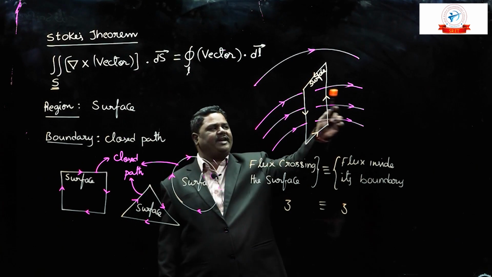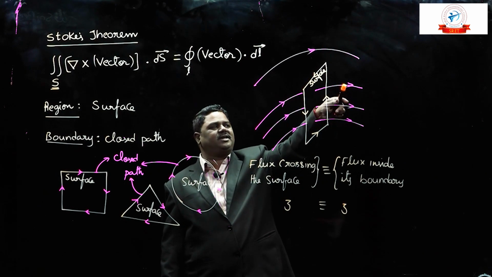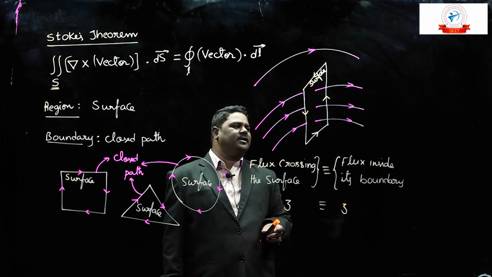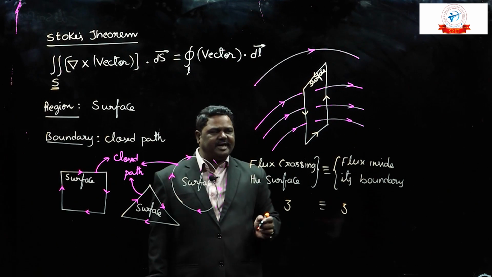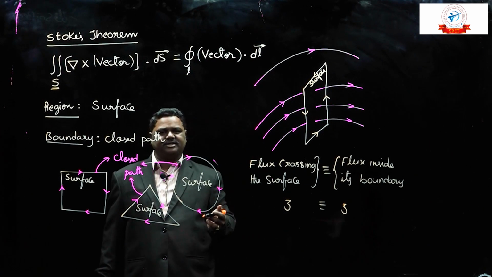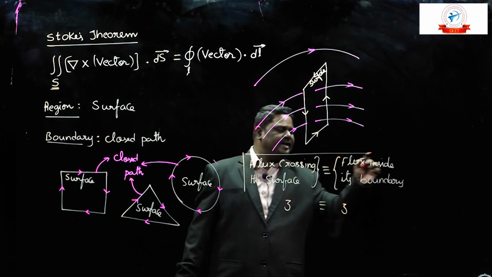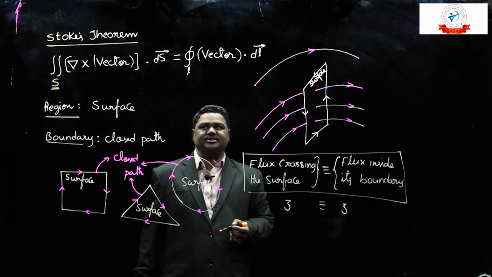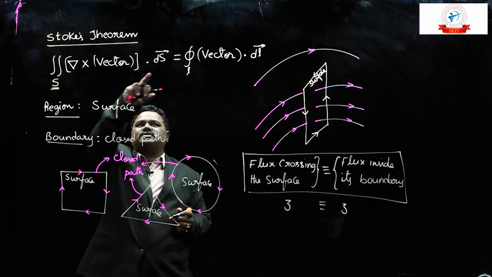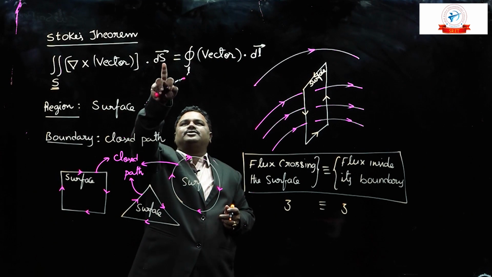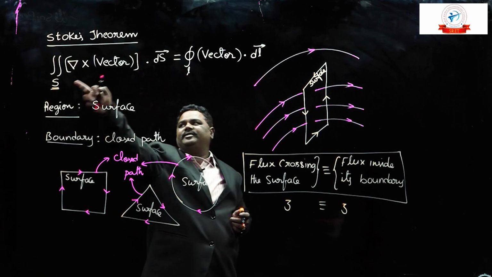So the same quantity, flux crossing the surface, can be found in two ways. One, directly we can find out how many flux lines are crossing the surface. Or we can count how many flux lines are inside its boundary. There also it is 3. Like this, Stokes theorem gives us alternative methods to find the same quantity. This entire statement is written in the form of a mathematical equation. The mathematical equation form for this statement is this equation. On the left side we have a surface, and that is equal to a closed path integral. This closed path integral is over the boundary of the surface.